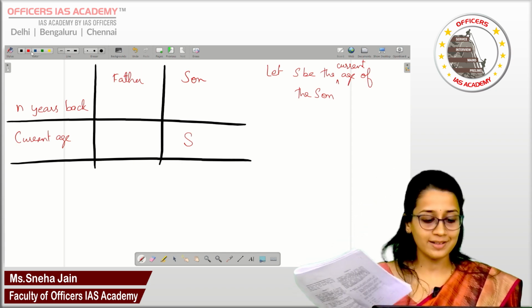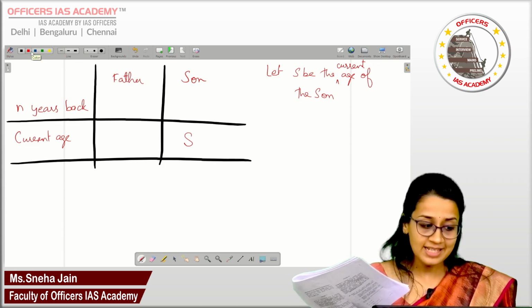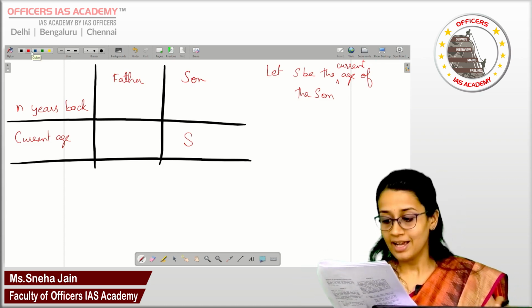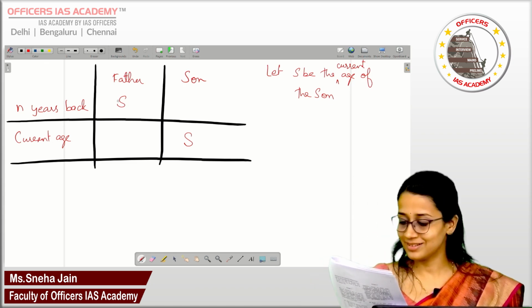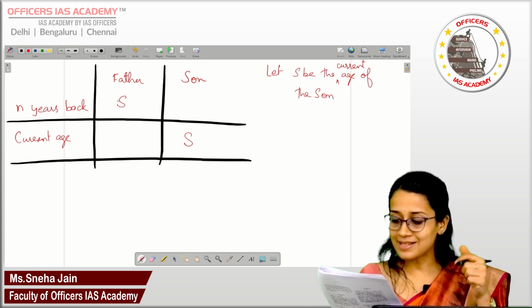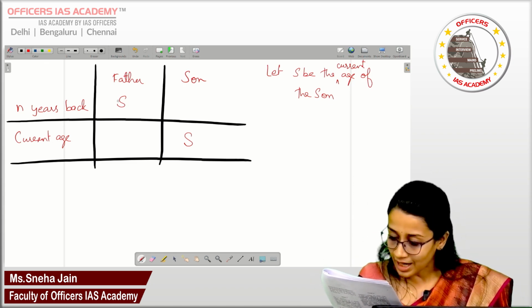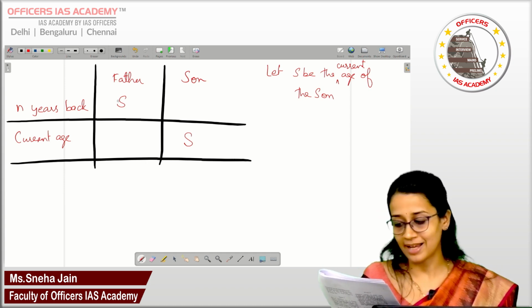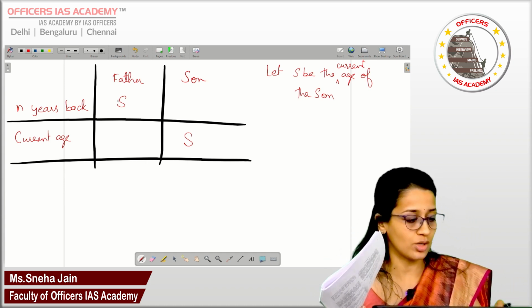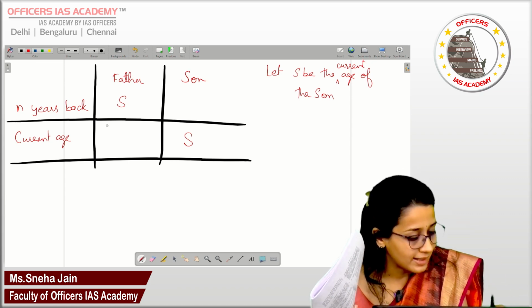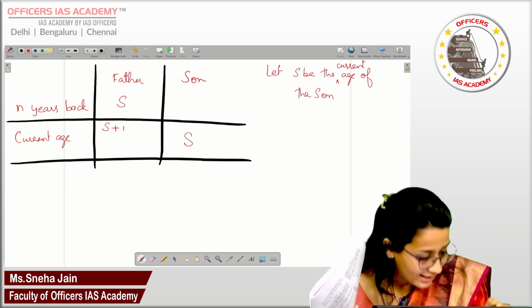Okay. So his current age is S and he says that n years back I was as old as you are now. So he's S. Clear until this? My present age is 4 times your age n years back. See, what is the present age of the father? You can take it as S plus n.